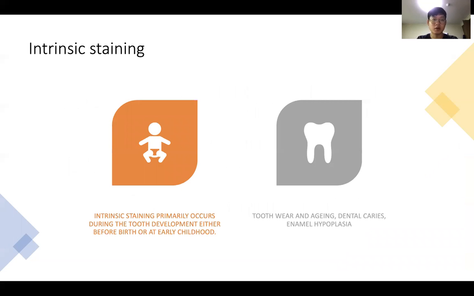Now, intrinsic staining. Intrinsic staining primarily occurs during tooth development, either before birth or in early childhood. Intrinsic stains are those that cannot be removed through mechanical measures such as debridement or prophylactic stain removal. As the age of the person increases, the teeth can also appear yellow over time.